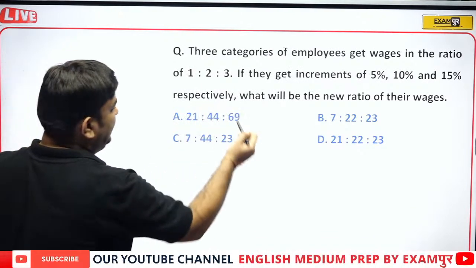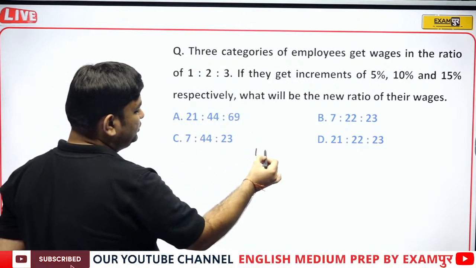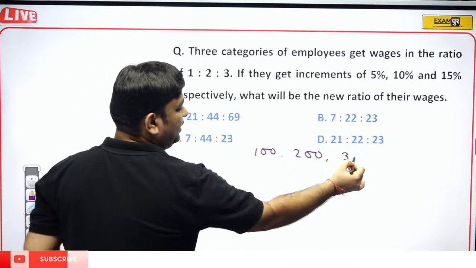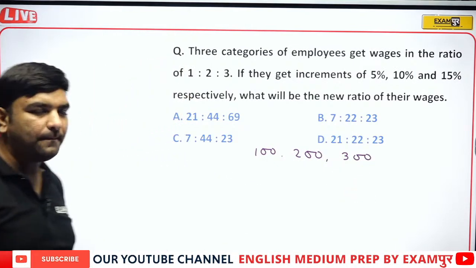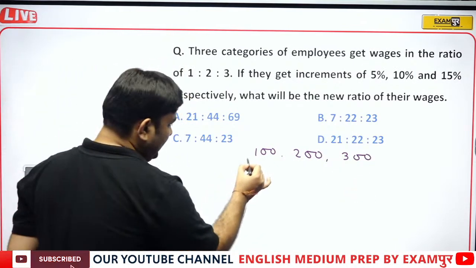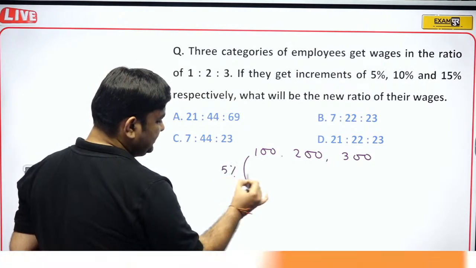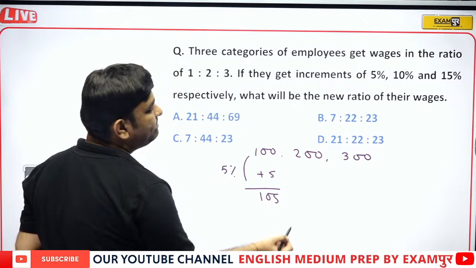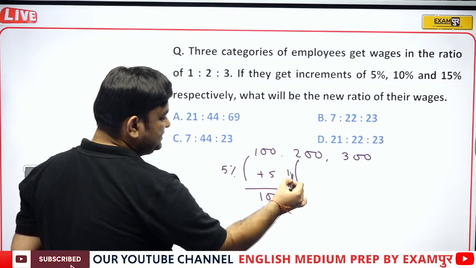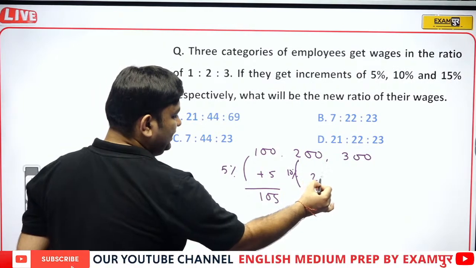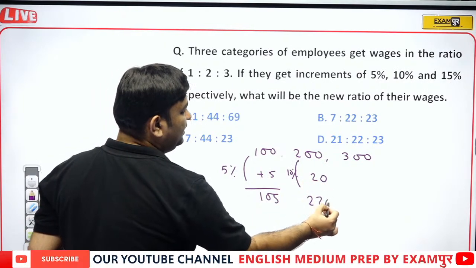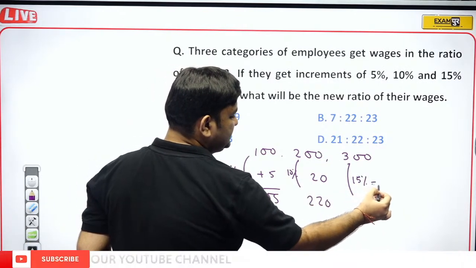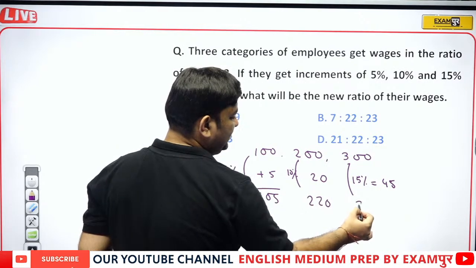Initially, the employees' wages are in the ratio 1, 2, 3. Assume them 100, 200, 300. First got an increment of 5%. 5% of 100 is 5, so his salary would be 105 now. Second got an increment of 10%. 10% of 200 is 20, so his salary is 220. And third got an increment of 15%. 15% of 300 is 45, so his salary has become 345.